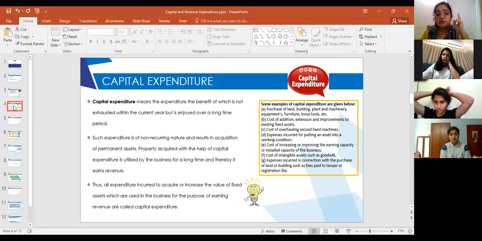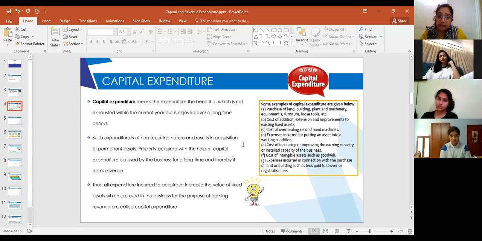Second feature, such expenditure is of non-recurring nature. What is the meaning of the term non-recurring? Ma'am, which is not repeated again and again. Excellent. So am I going to buy a machine every day? Today I bought one, again tomorrow one, a third day one. Obviously not. The raw materials I buy on a day-to-day basis become a revenue item. But a machinery expenditure is incurred maybe once or twice in a long period of gap. So such expenditures are non-recurring.